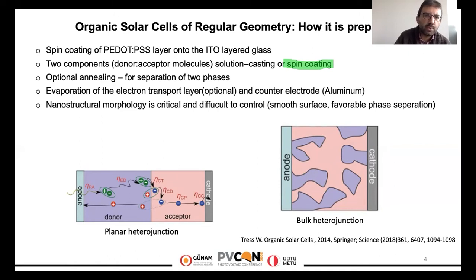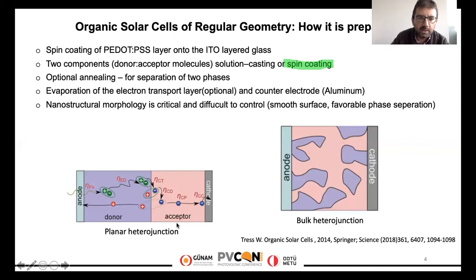So the evaporation of the electron transport layer on top of the active layer and the counter electrode, the aluminum electrode, and solar cell have been prepared this way. As I said, the nanostructural morphology is critical, and it's difficult to control, difficult to get a better morphology. Smooth surface and favorable phase separation are important parts in this solar cell.